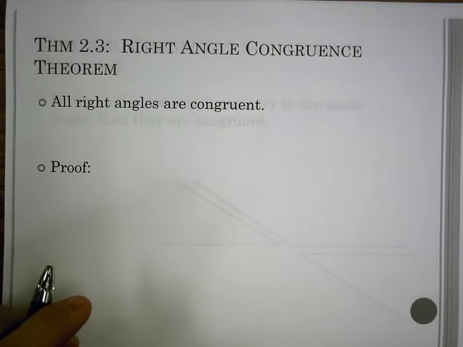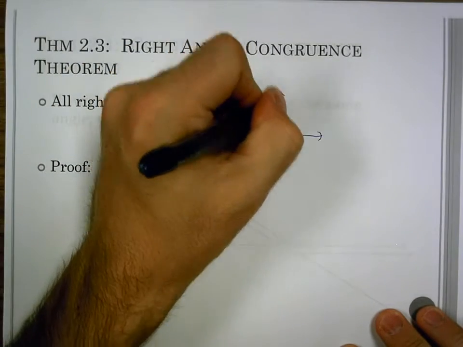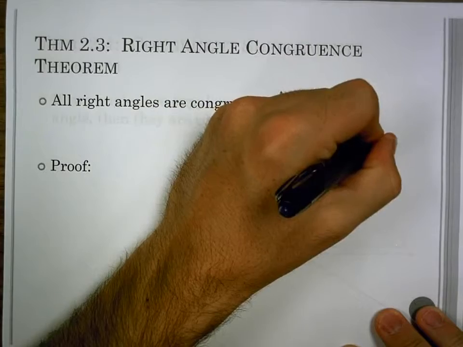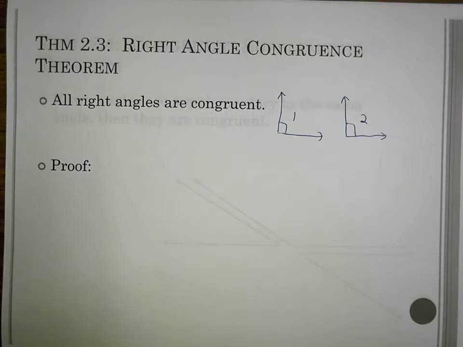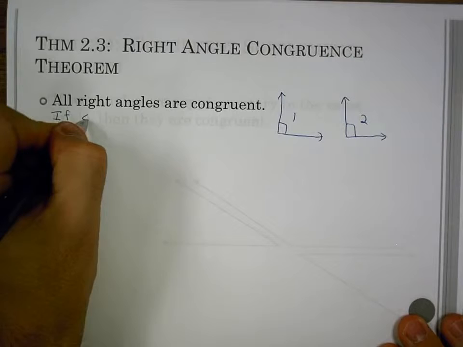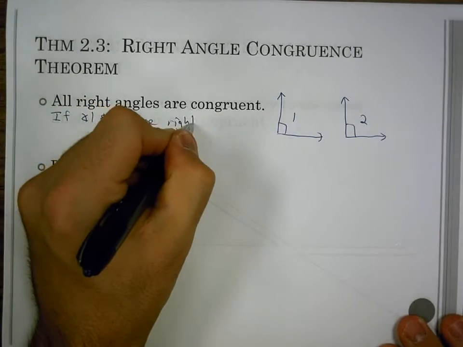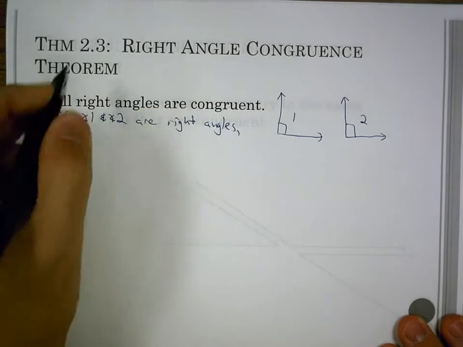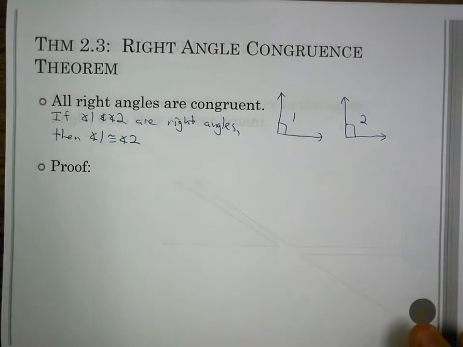So our first one is theorem 2.3, and that is the right angle congruence theorem. And that tells us that all right angles are congruent. So if we write that out, it says if I have, now let's say we have two angles, and they're both right angles. That tells us, this theorem, that if angles 1 and 2 are right angles, then they are congruent. So we can say angle 1 is congruent to angle 2.